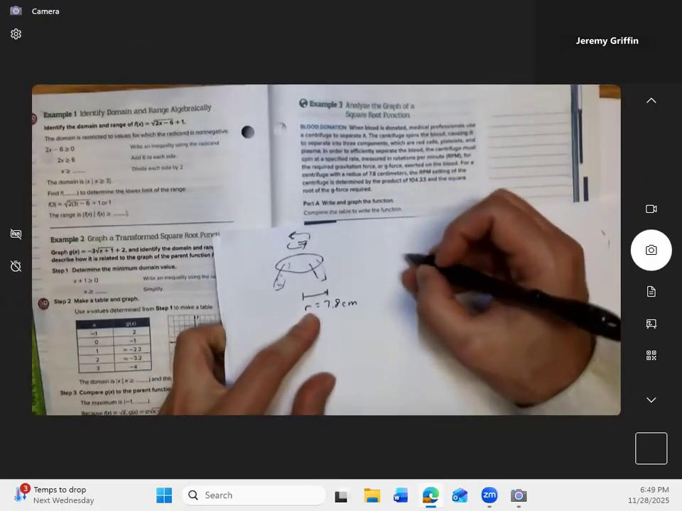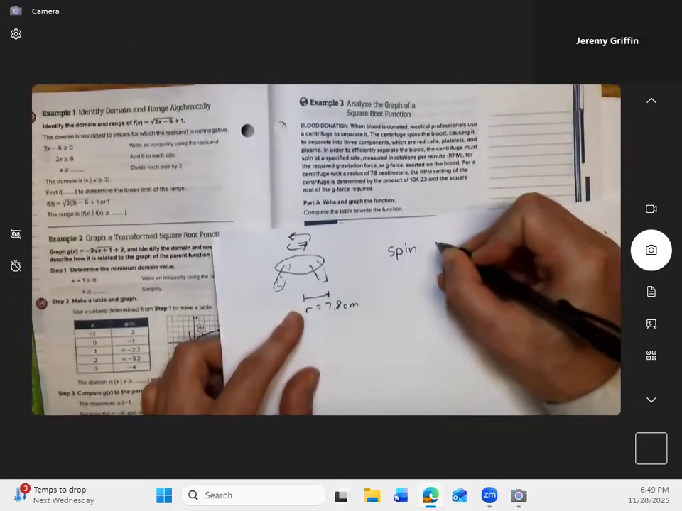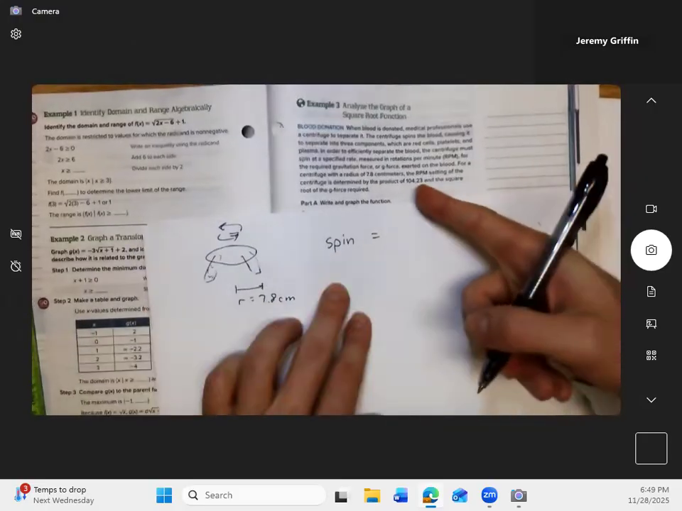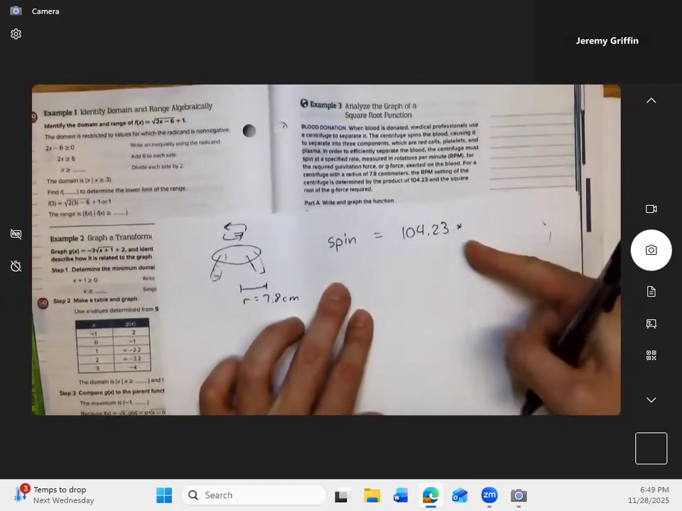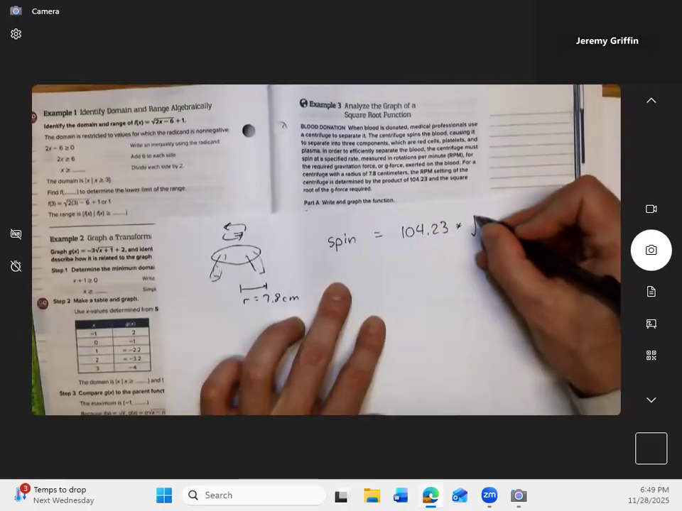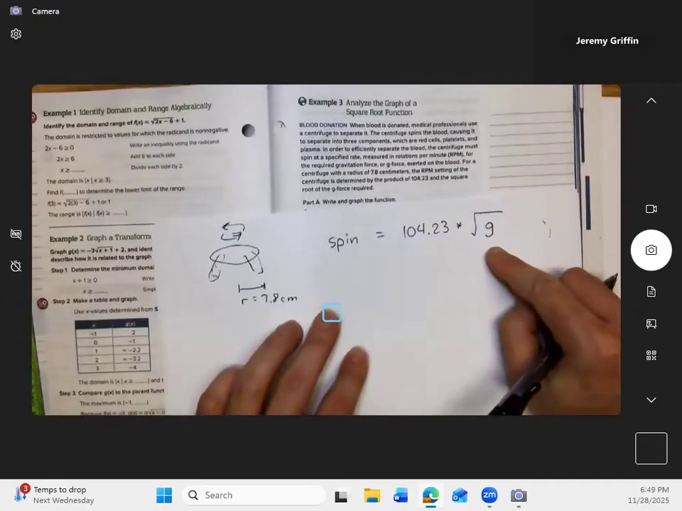Okay, so I'll call this the spin rate. It equals the product of 104.23, product means multiply, and the square root of the number of g's required. Well, maybe I'll just treat that as the independent variable, number of g's.